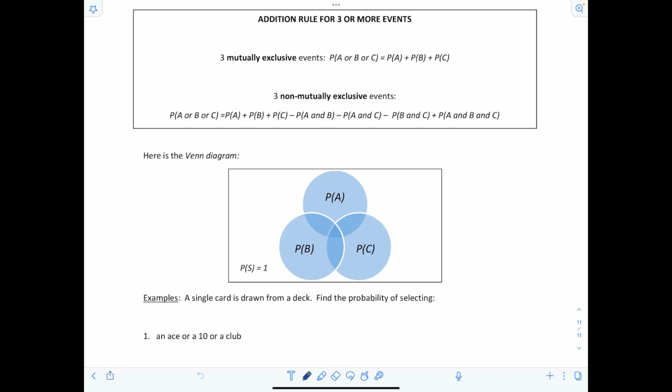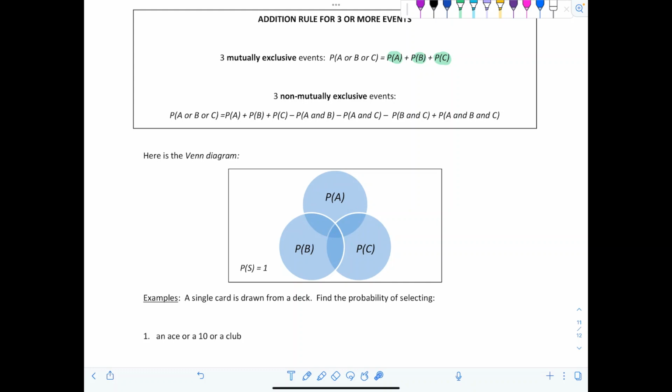The probability of A or B or C happening would just be the probability of A plus the probability of B plus the probability of C. But what if the events are not mutually exclusive, meaning some of them can happen at the same time? Well, then the formula gets a little more complicated, and there's a Venn diagram here below to help us organize exactly what's going on. So let's go through it together.